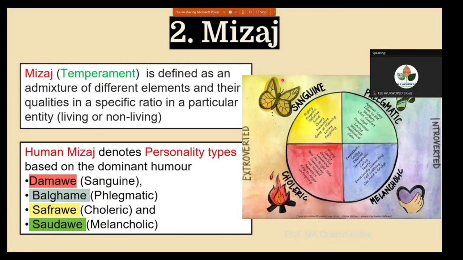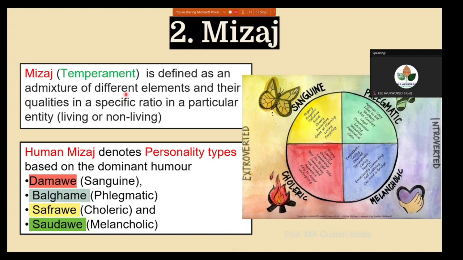The second most important fundamental aspect of the Unani system of medicine, the umur, is the mizaj. Mizaj, as I have mentioned, has the nearest terminology of temperament. Some people also call it a constitution. There are different versions, but the nearest understandable point is temperament. And what I believe, according to Ayurveda, it seems to be the prakriti. It is defined as an admixture of different elements.